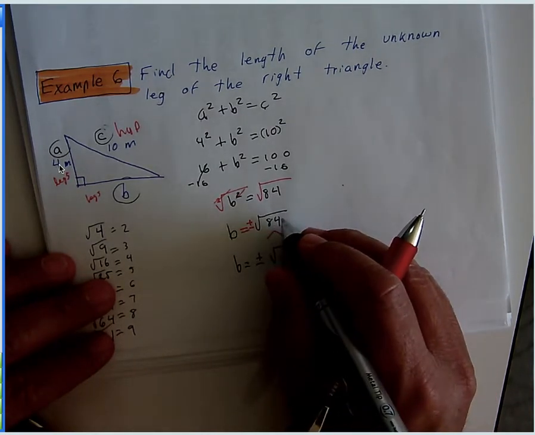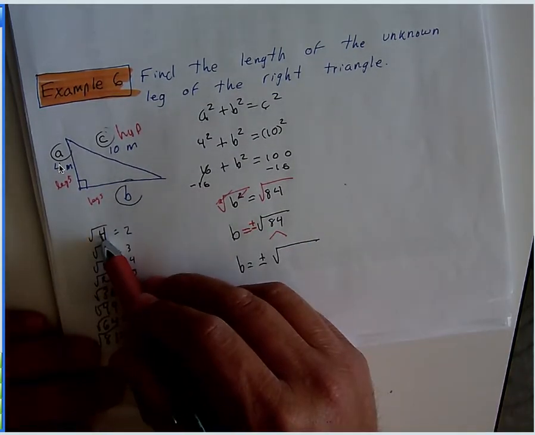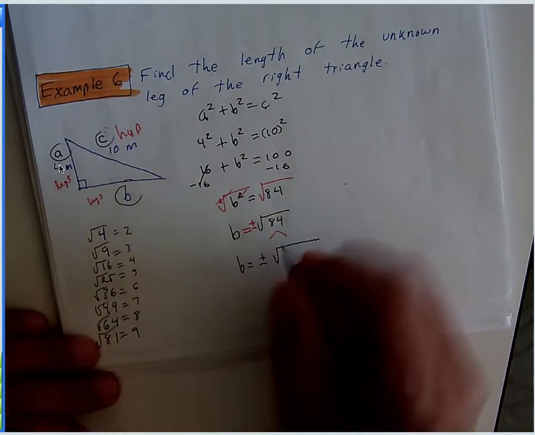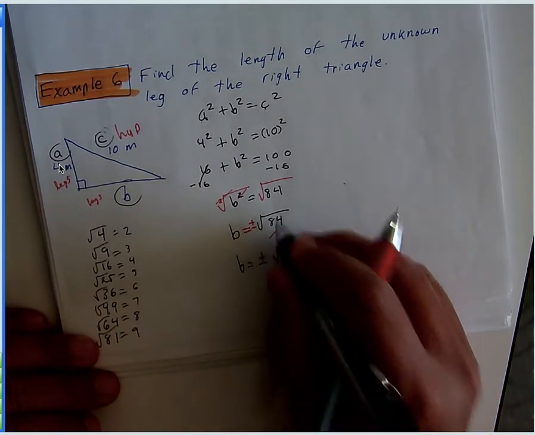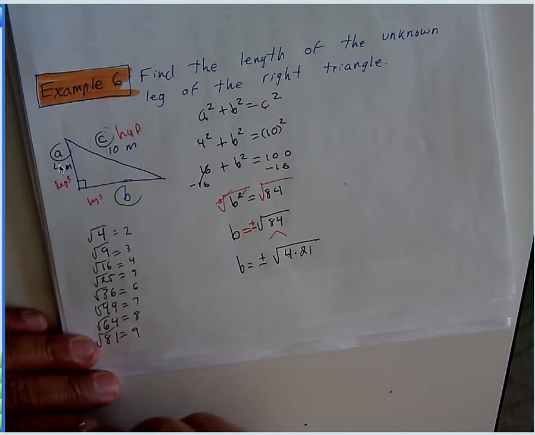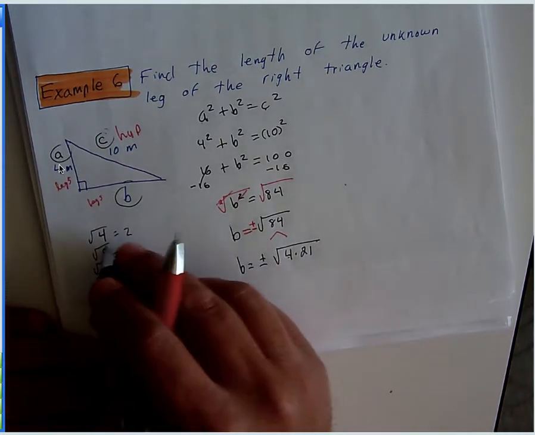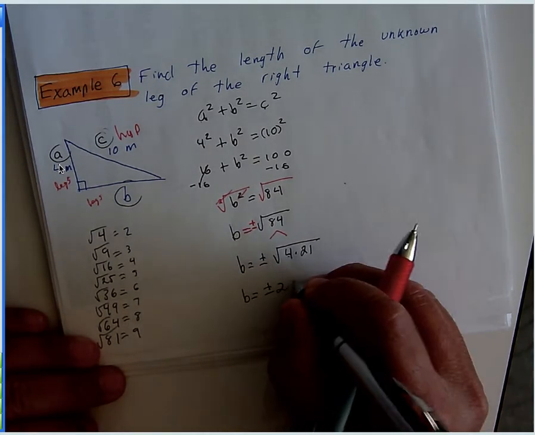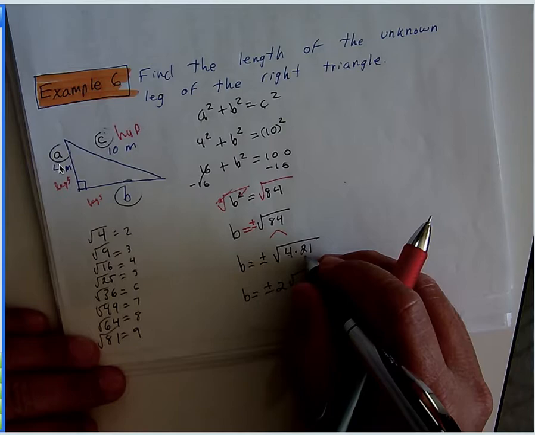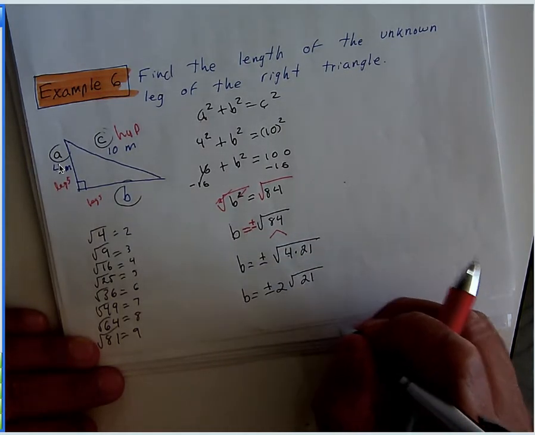So B is equal to plus minus. This can be broken down into, I think, 4 times 21. 4 times 21 gives me 84. And then we do the square root of 4. You guys know that's 2. So plus minus 2. 21 can do nothing about it anymore. It stays like that.